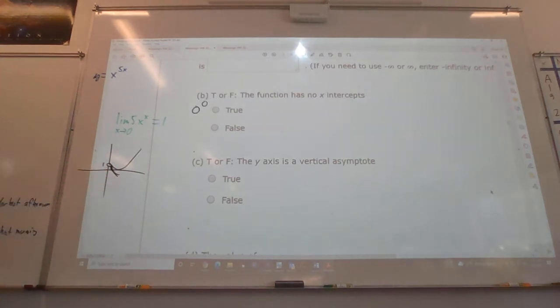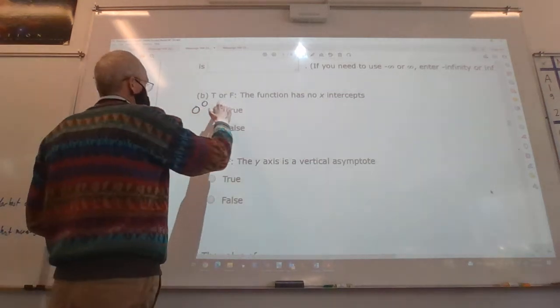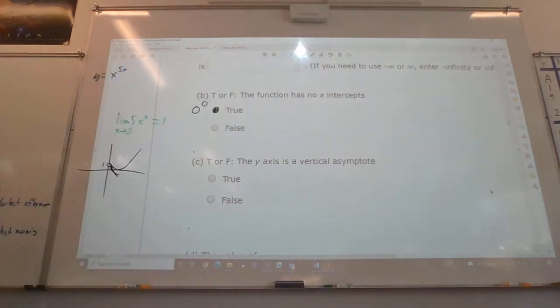Actually, could it hit it? And how could it possibly hit it? Because a positive number to a positive number is always going to be a positive number. The only way it could possibly hit it is when x equals 0, and we know it doesn't. So I think we can basically say no x-intercept. There's no way this is 0, and there's no way it can be negative.